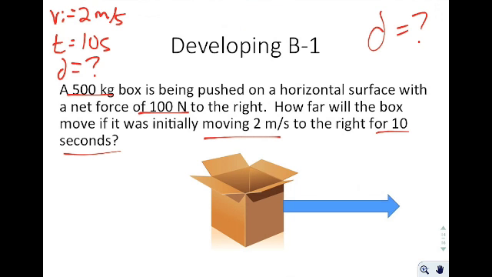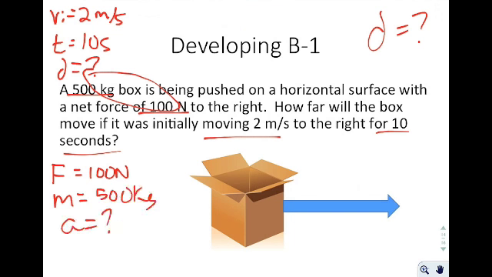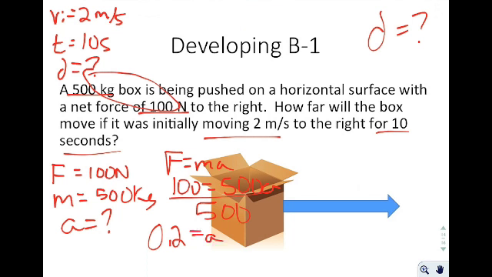Unfortunately, all of the kinematics motion equations require a third variable, which I don't have. But I can use my information from Newton's second law, and I can come up with that third variable. I can use F equals 100 newtons. I can use m equals 500 kilograms, and I can solve for a. I would say F equals ma, or 100 equals 500a. Divide both sides by 500, and when you do that, you get 0.2 equals a. So this 0.2 meters per second squared can now become a given in my kinematics motion equations.